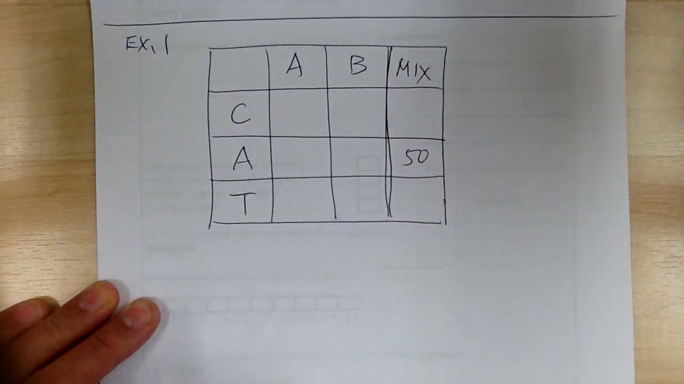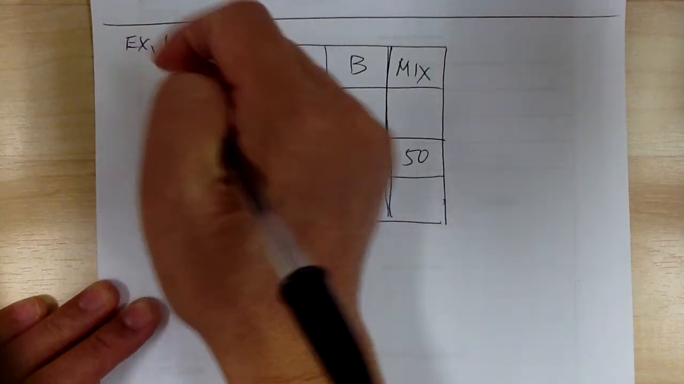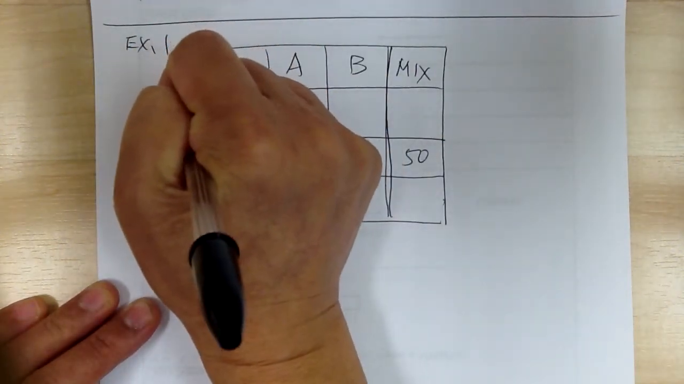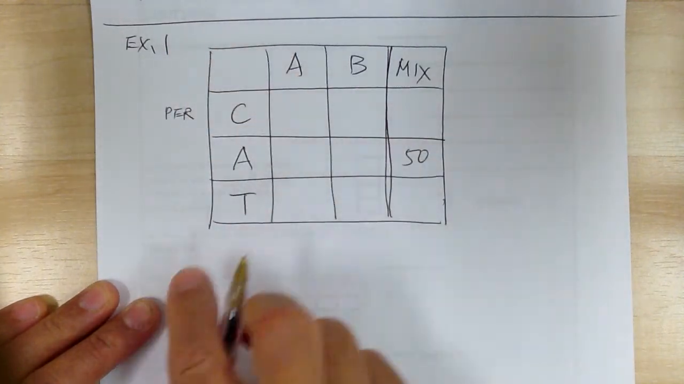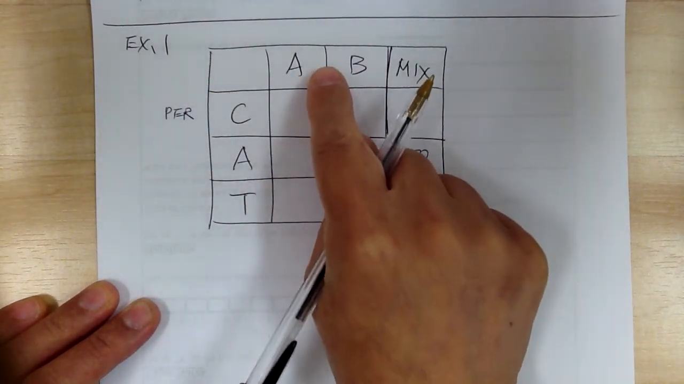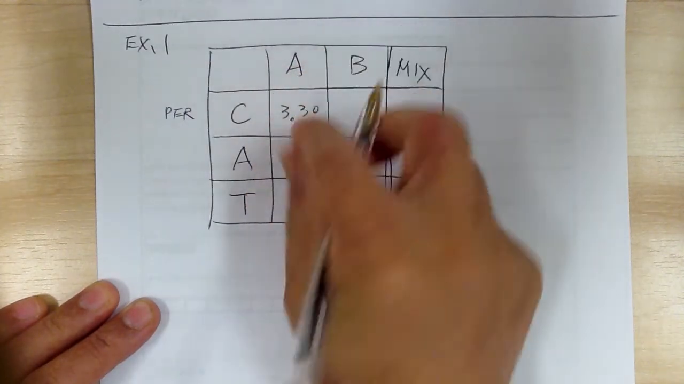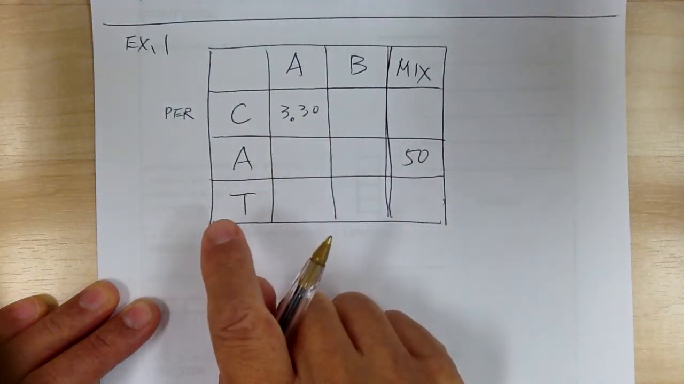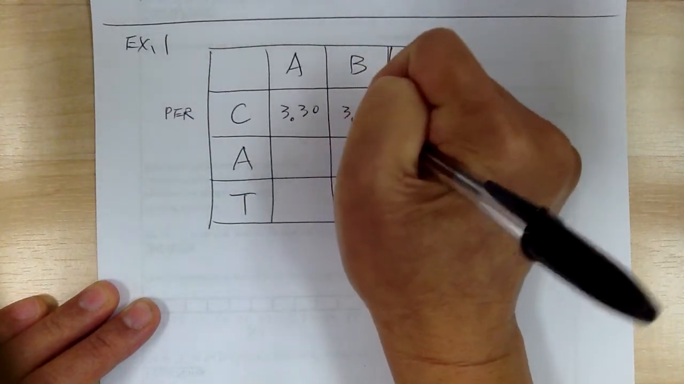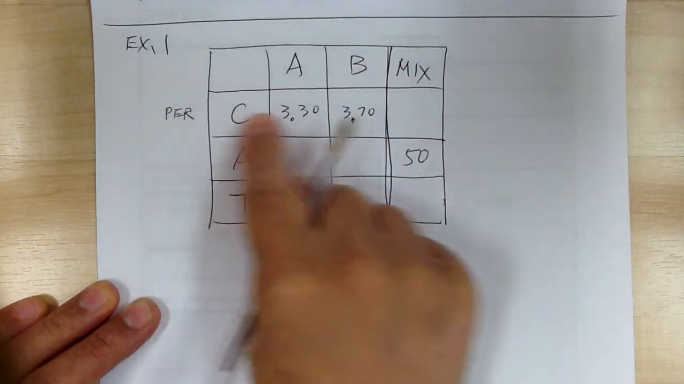The next one says brand A costs $3.30 per pound. Remember what I said: when you see the word per, it goes here. So brand A costs $3.30 per pound. Brand B costs $3.70 per pound. Again, brand B per pound.